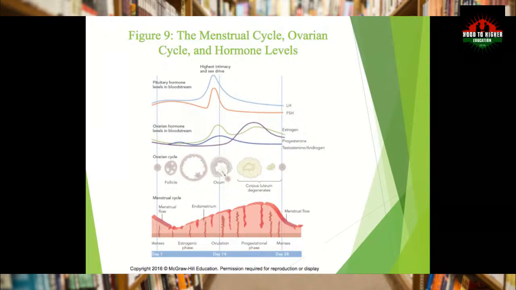Again, pause the video. Figure 9 demonstrates the menstrual cycle, the ovarian cycle, and hormone levels as they go up and down. The luteinizing hormone peaks around the 14th day. The follicular hormone also peaks around the 13th or 14th day, right? You can look at the various levels of testosterone, estrogen, and progesterone as they go up and down throughout the cycle.